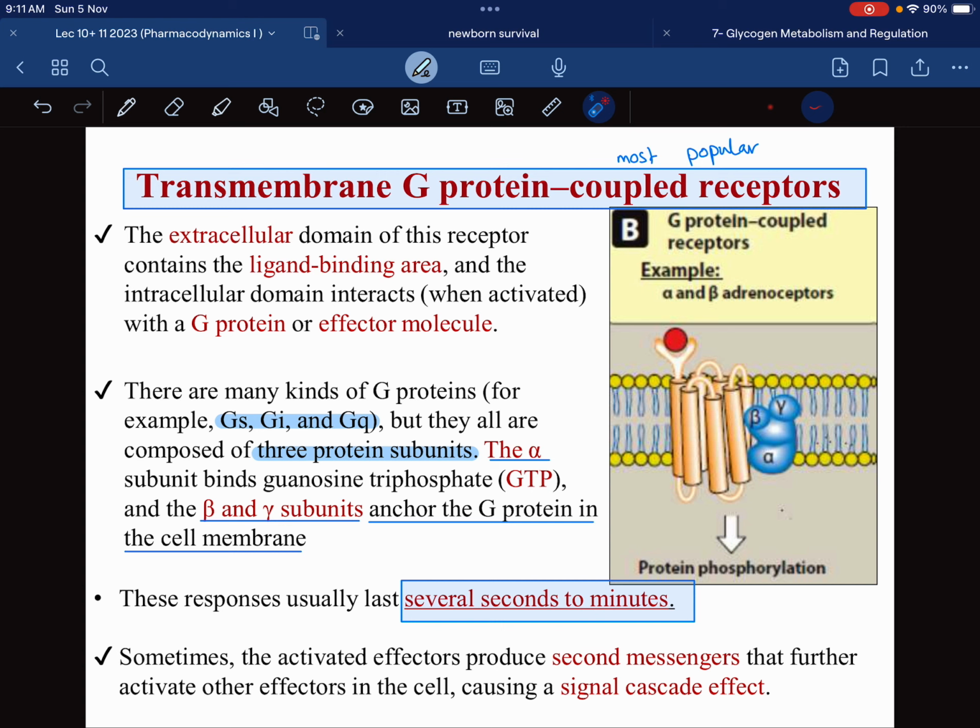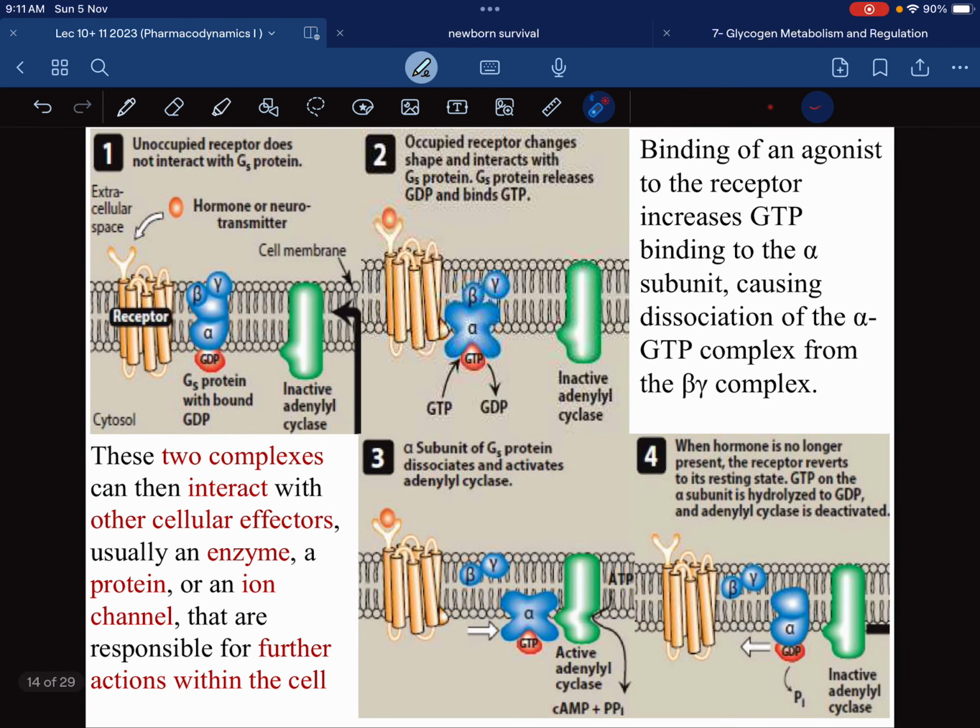For example, the receptor is unoccupied, that means inactive in the beginning, and does not interact with anything. The hormone, neurotransmitter or whatever endogenous agonist will bind to the extracellular binding site of the G protein receptor. All of them are inactive. After the occupied receptor changes shape and interacts with GS, a stimulatory type, GS releases GDP and binds GTP. After binding of the agonist to its binding site, the alpha subunit will bind to the GTP and release GDP, which makes the transformation in the alpha subunit.